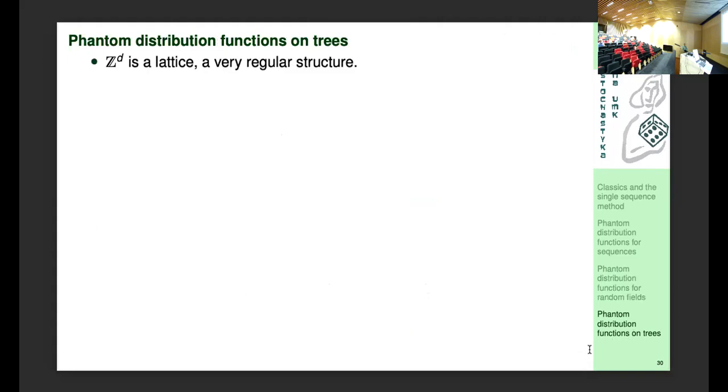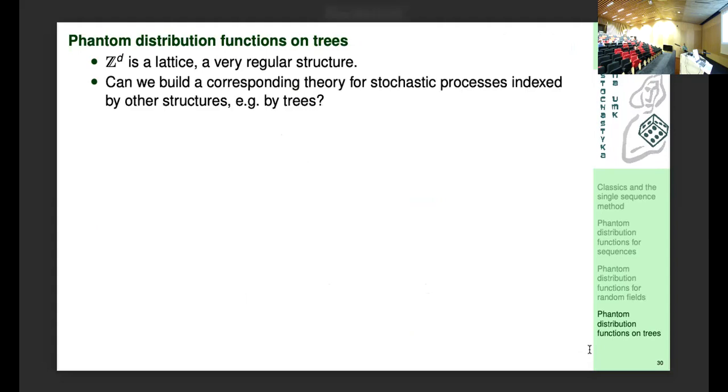Okay, the last question is phantom distribution functions on trees. This is really the starting point only. First, we have to realize some difficulties. There is a very regular structure. We have always, because we can always find a rectangle, a bigger rectangle, and so on. So we have some natural monotonicity. The idea is, can we build such a corresponding theory for stochastic processes indexed by trees?